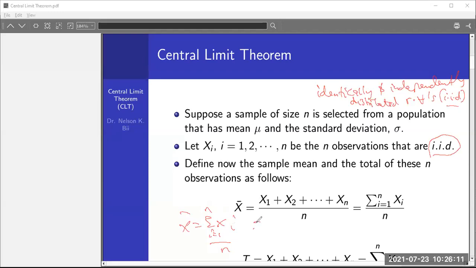This can be given as the sum of xi from 1 to n is equal to n x bar. So what is this, class? What does this mean, n times x bar? What will it give us?